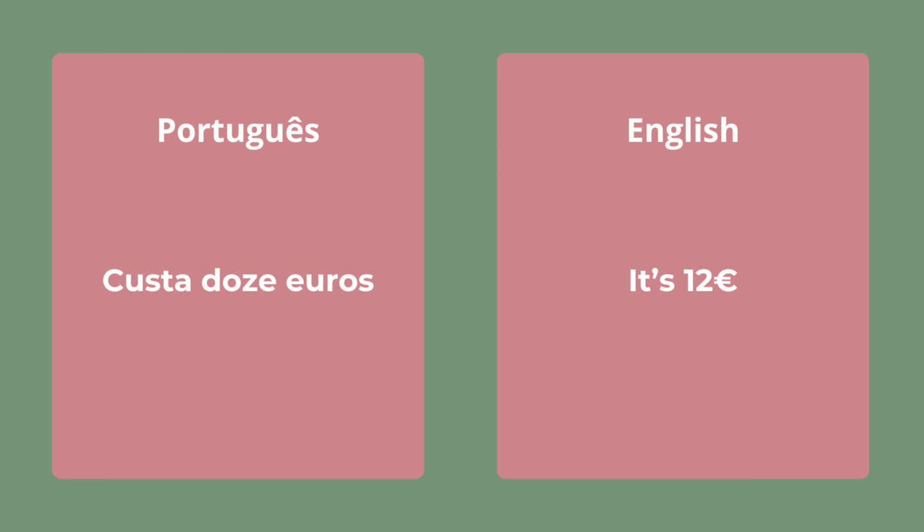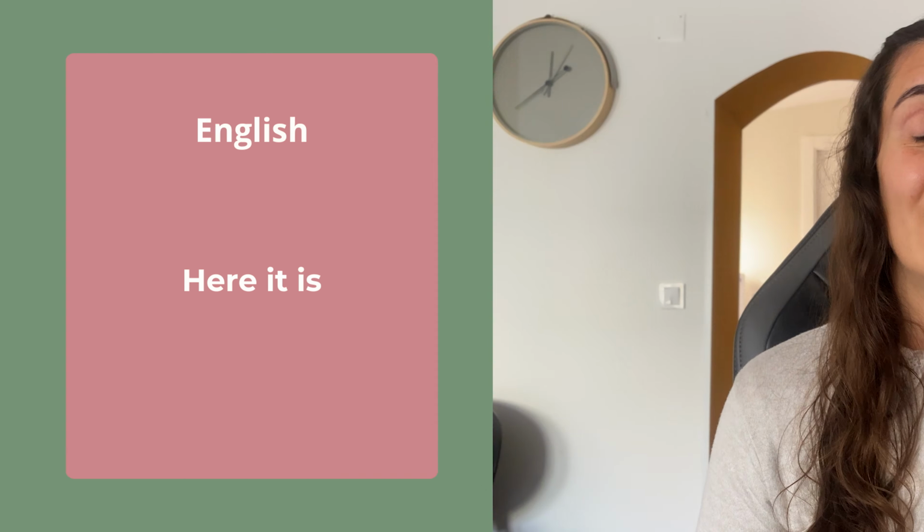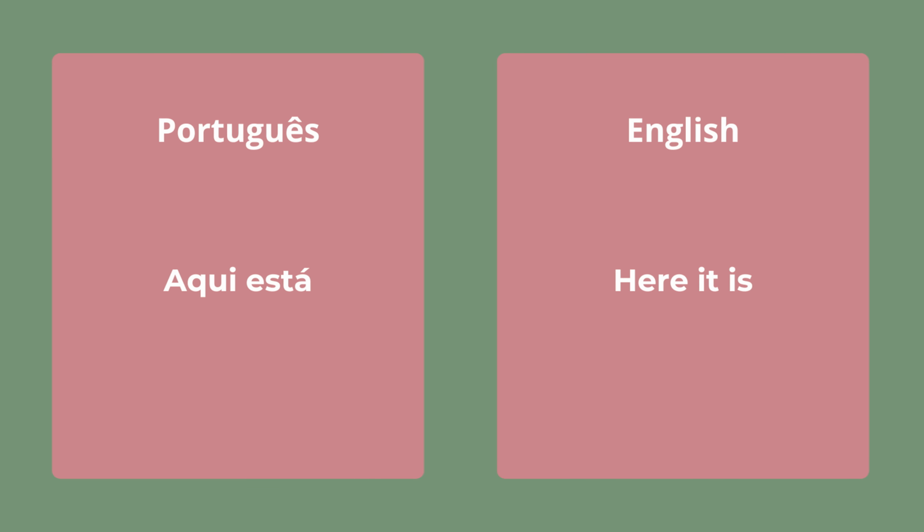So if you want to buy something and it costs 12 euros, you'd say quanto custa? And then they will answer custa doze euros. Now you know it's 12 euros. And if you're ready to pay, just say aqui está. Here it is. So a recap on the sentences.